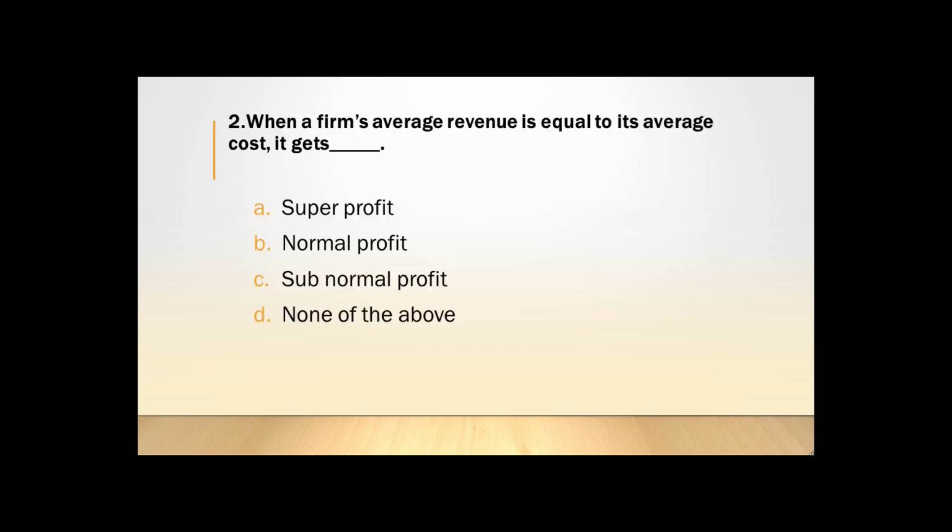Question number 2. When a firm's average revenue is equal to its average cost, it gets option A, super profit, B, normal profit, C, subnormal profit, D, none of the above. And the correct answer is B, that is normal profit.